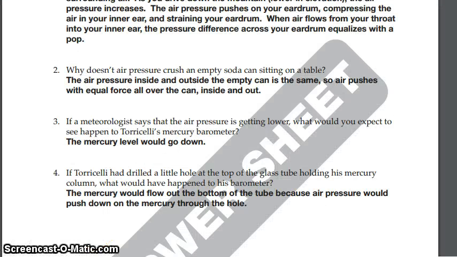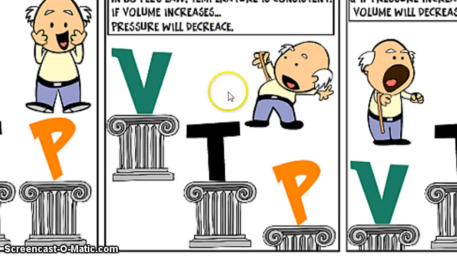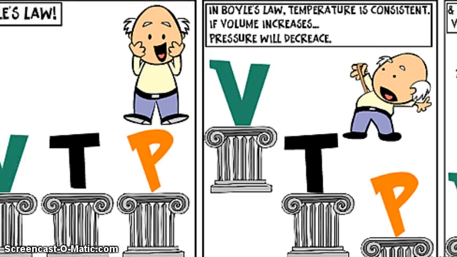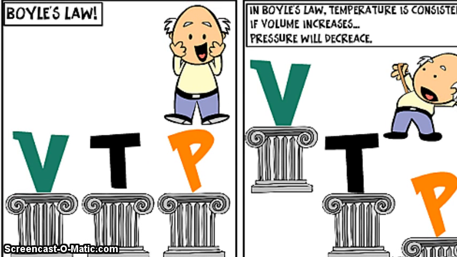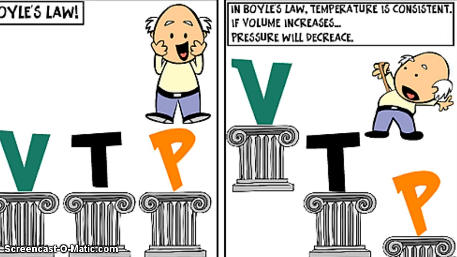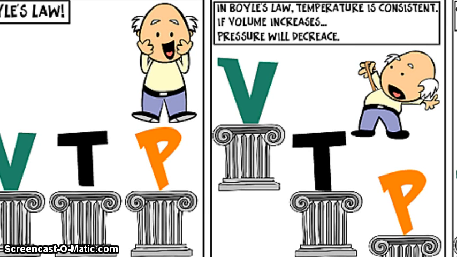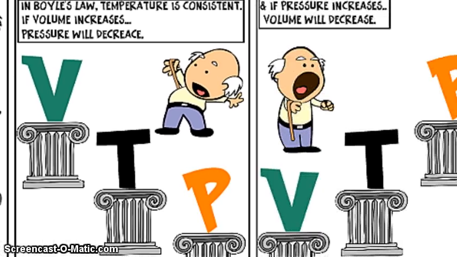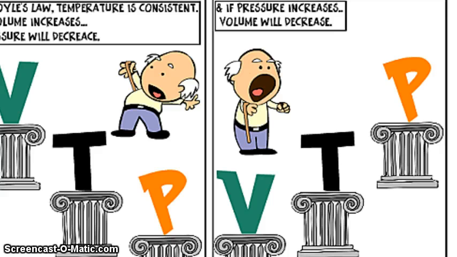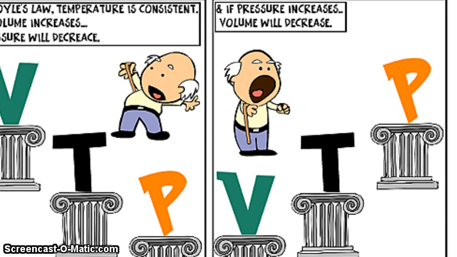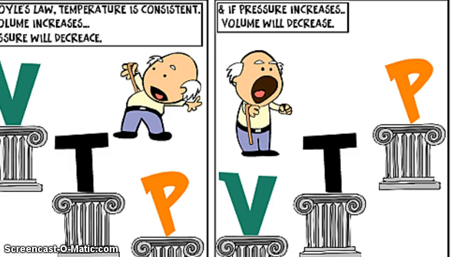And one of the last things here. Okay, as we look at Boyle's law, we can look at this little diagram here where we have volume, temperature, and pressure. Okay, and if we keep temperature constant, if volume increases, pressure will decrease. And then if we have a change in pressure, where we increase the pressure, the volume will then decrease. So again, just taking one last look there at Boyle's law.